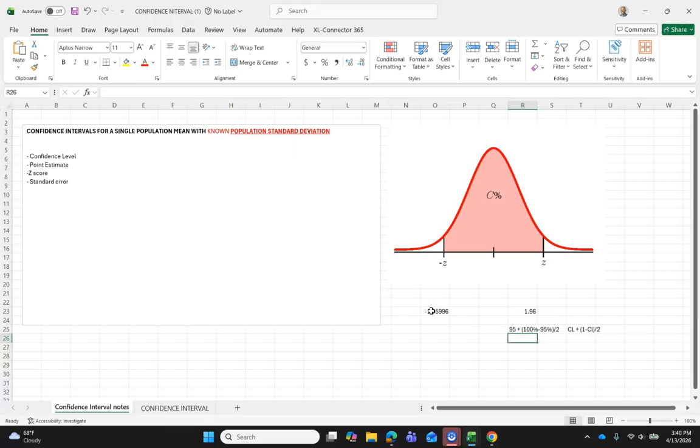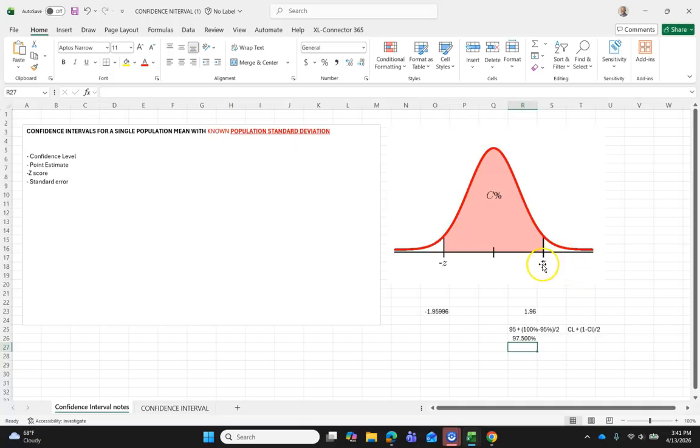Now, let's do the math very quickly. So I'm going to put an equal sign, and I will take 95% plus, put into bracket, 100% minus 95% into bracket, divide by 2. And so if you enter, you will see that we have 97.5.